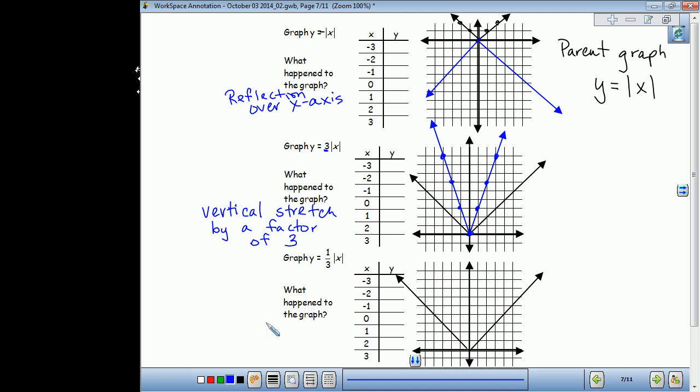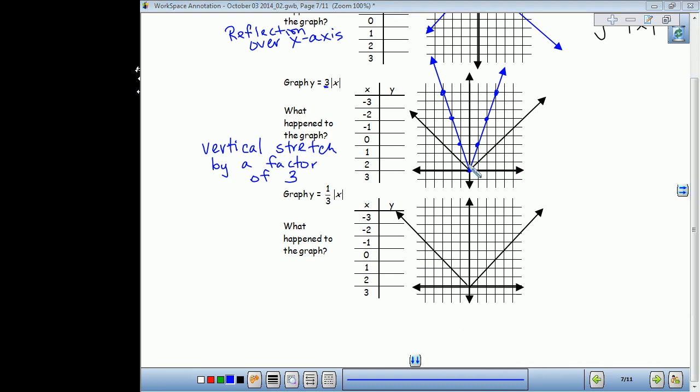Does this look like it's been pulled vertically? Yeah, vertical stretch. Now, the slope of the parent graph is positive 1 on the right, negative 1 on the left. And the slope of the transformation is positive 3 on the right and negative 3 on the left. Didn't we just multiply the slope by 3? Yeah, that's what that multiplying out here does to this absolute value graph.